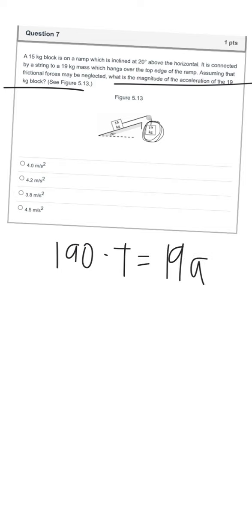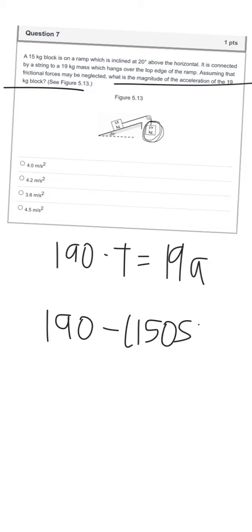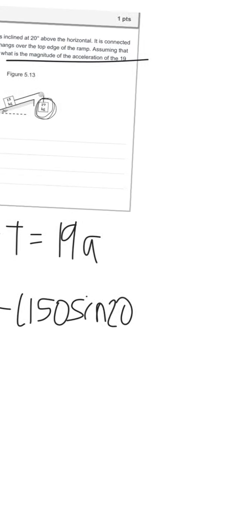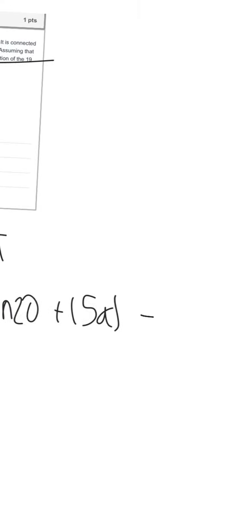So in order to solve this question, what I did was I set 190 minus T equal to 19a. So we do 190, and we know what T is, so minus 150 sine 20 plus 15a equal to 19a.